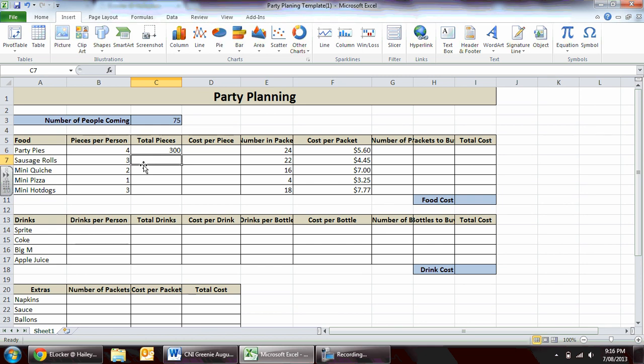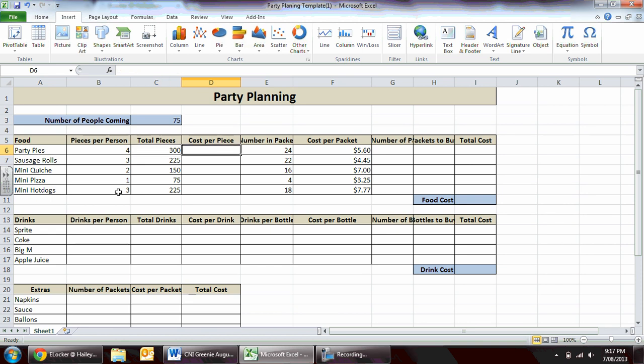So doing the same thing again, equals C3 times B7 this time. That is 225 sausage rolls. Equals C3 times B8, equals C3 times B9, equals C3 times B10. Right, so that tells us all the different bits that we need.